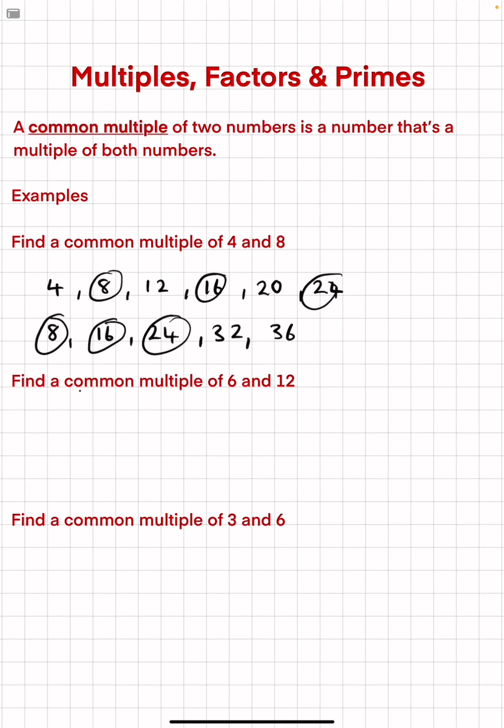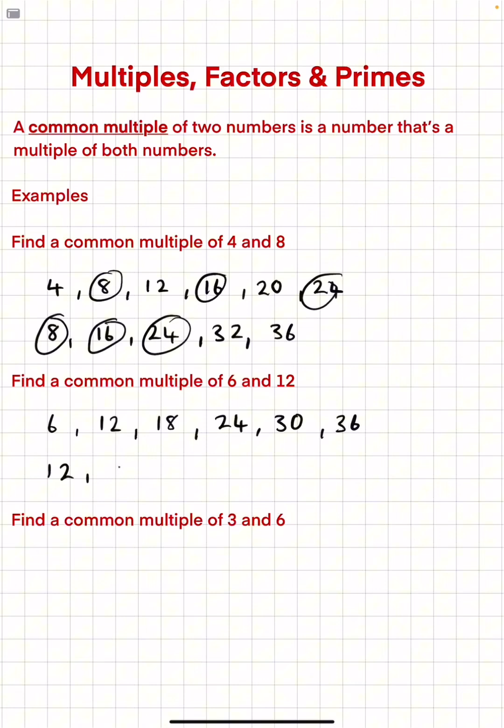The next example says find a common multiple of 6 and 12. So we can start by listing the 6 times table. 6, 12, 18, 24, 30, 36. And now we can list the 12 timetable.